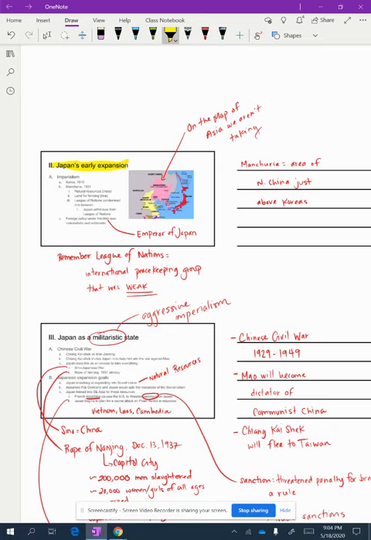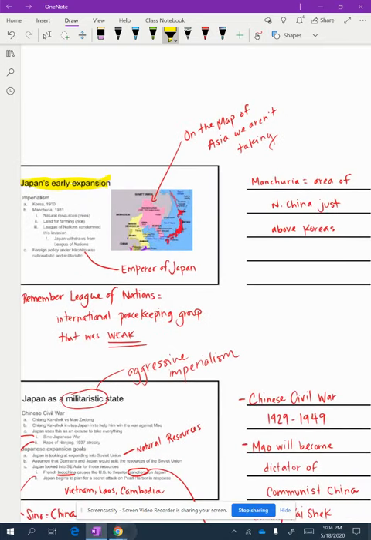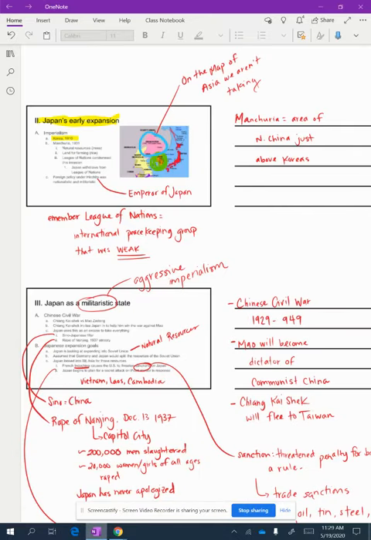And so soon after that, you're going to see that Japan is going to take over Korea. If we had done the map of Asia, you would intuitively know where Korea is. But here's Korea. And at that time, it's all one nation. It's not North Korea and South Korea. That comes later. But they're taking Korea because Korea has natural resources. It's got land. And Japan is mostly a mountainous nation.